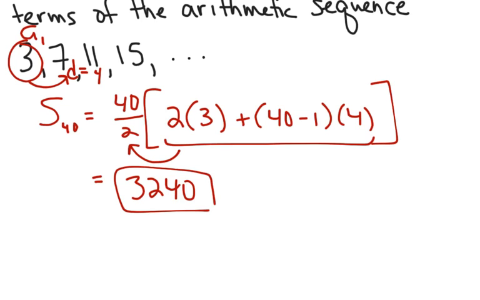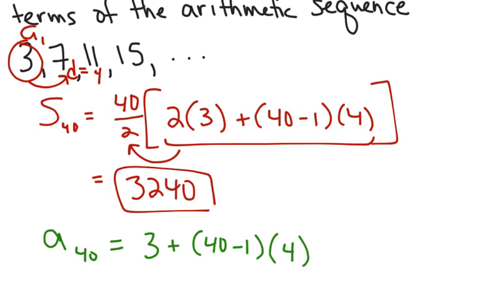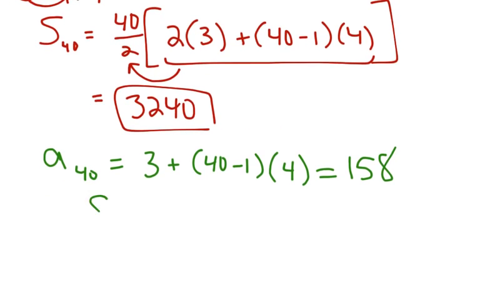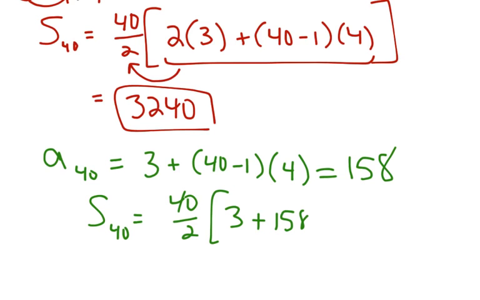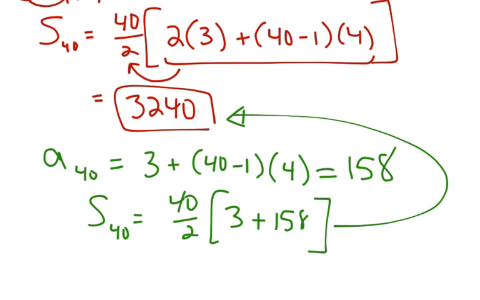Now this isn't the only way I could have done it. I could have first found the 40th term by doing the first term plus n minus 1 times d, and I would have found out it was 158. And then I could have used this formula where I know the first term and the nth term, and I would have gotten the exact same answer. But notice that the second method actually took more work, and I like to do things in the quickest way possible.